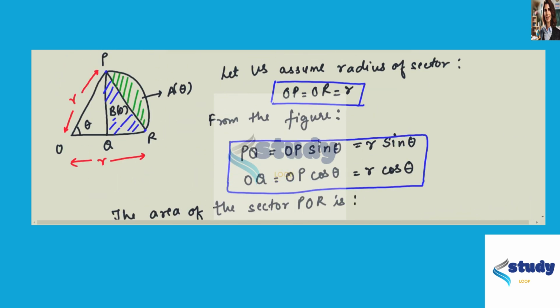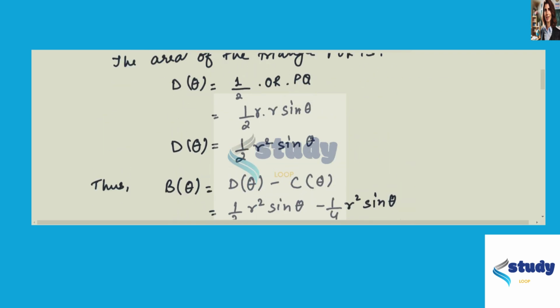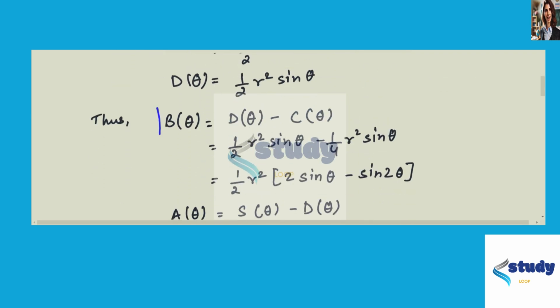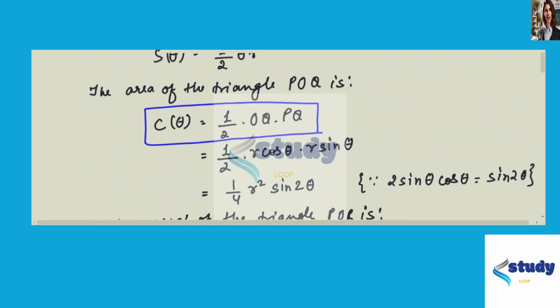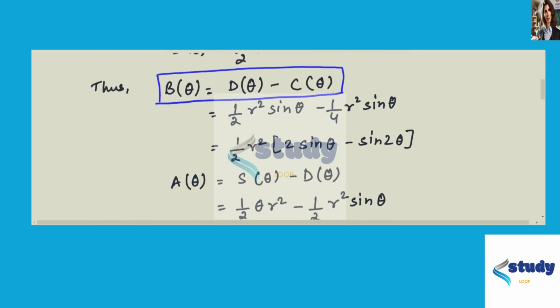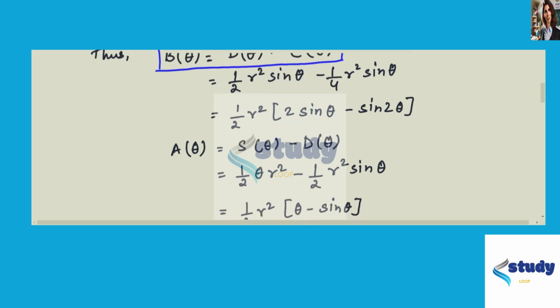We will just subtract this whole triangle, right? This POR triangle and POQ. We can just subtract this. We will get b theta, right? So here b theta will be given by d theta minus c theta, right? We have found above all the values for d theta as well as c theta. So after solving, we will get half r square into 2 sin theta minus sin 2 theta here.